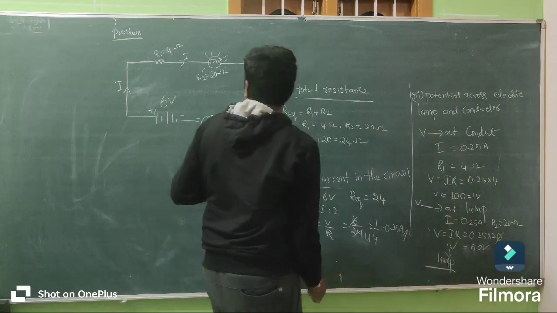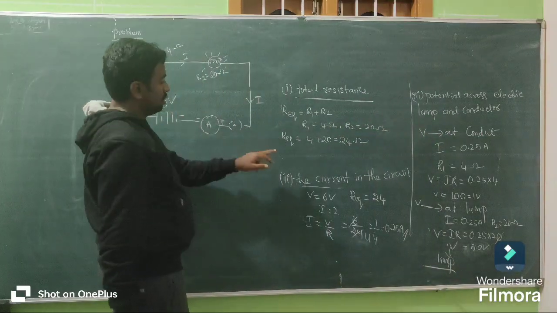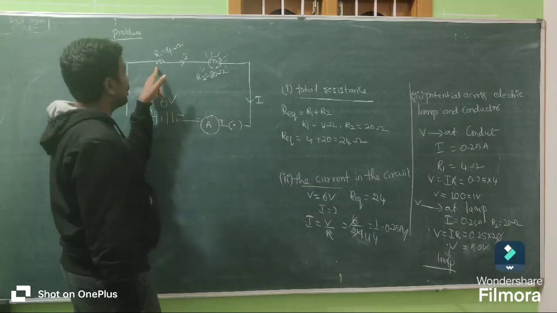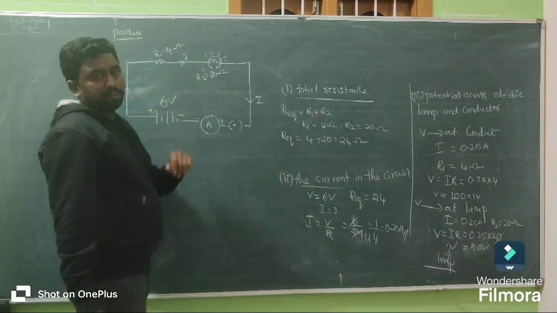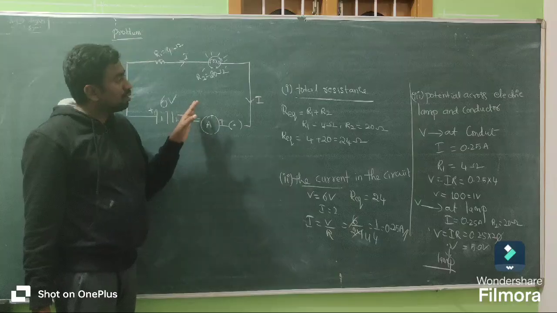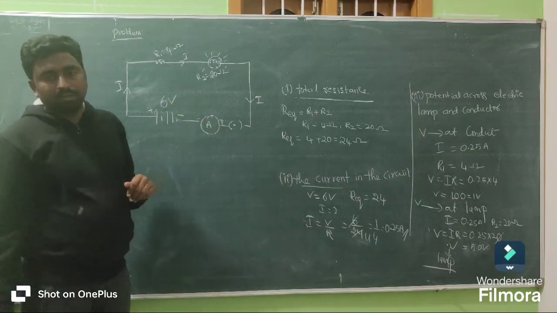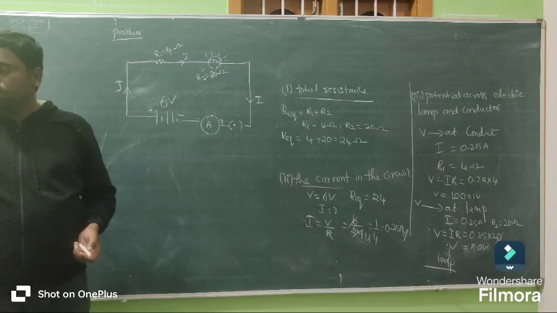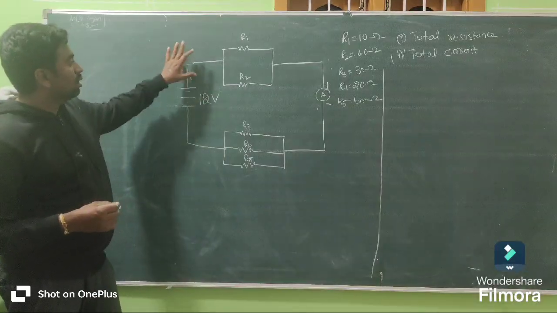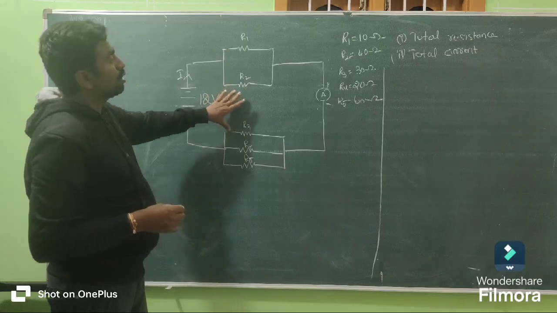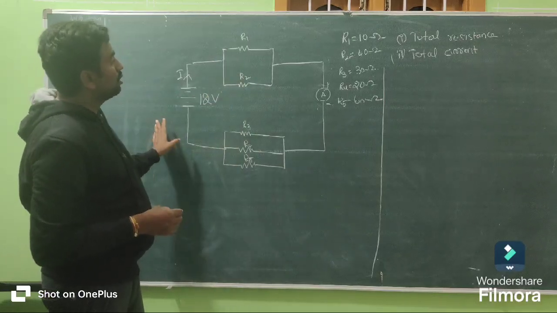So we have calculated total resistance and the current in the circuit and the potential at the conductor and lamp. Next we can solve the problem related to parallel connection. So here, given circuit diagram, we have to solve. We have to find total resistance in this circuit and total current.